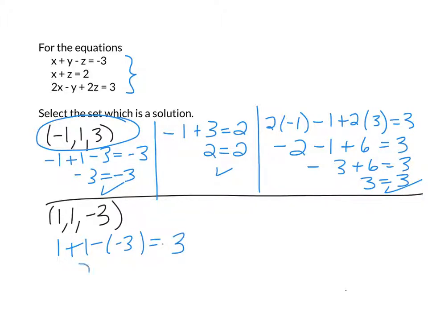So 1 plus 1 is 2, plus 3 equal to 3, and we test that and we get 5 is not equal to 3. So we know that that is not a solution to our system of equations. So we're going to move on to the next one.